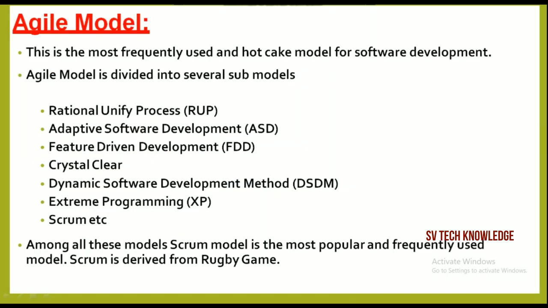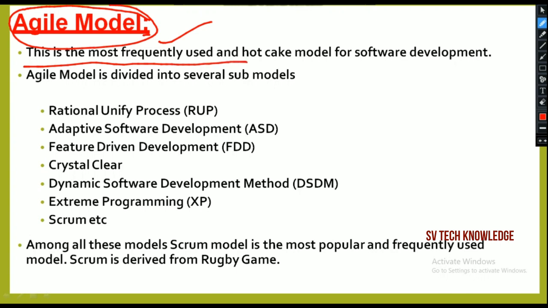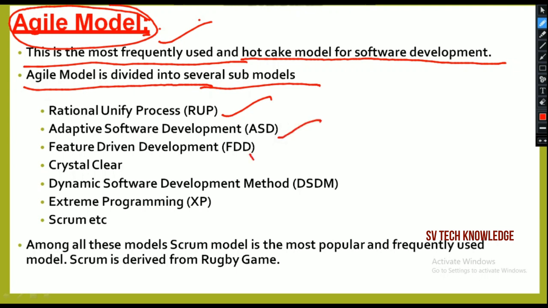Coming to the very next, the Agile model. We can say that our DevOps culture, our DevOps model, is the extension of the Agile model. So we have to learn about the Agile model first, then we go to DevOps. This is the most frequently used and hotcake model for software development. Before DevOps, most people used this, and in DevOps also we use this model for a few things. Agile model is divided into several submodels like RUP, ASD, FDD, Crystal Clear, DSDM, XP, Scrum, etc.